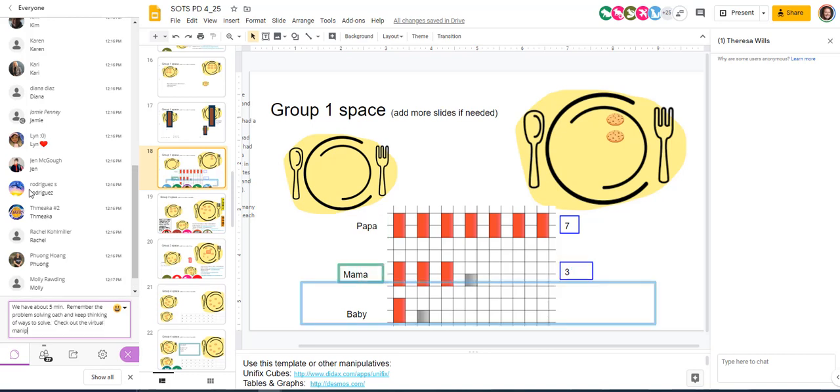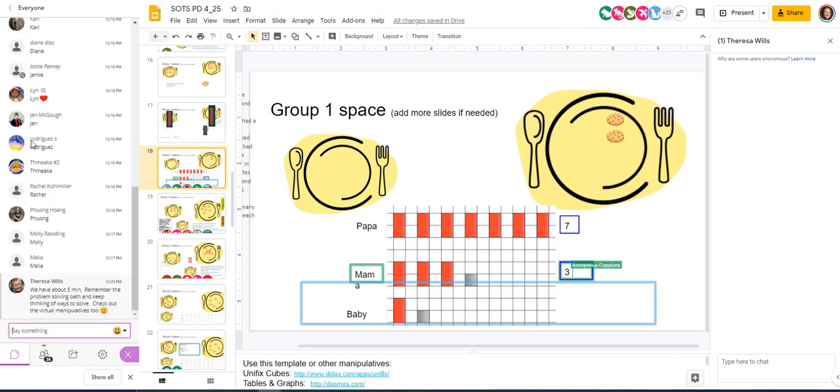I can't find the half symbol. Oh, someone's trying to get it in special characters. Does anyone see the half? Oh, there you go. Thank you.